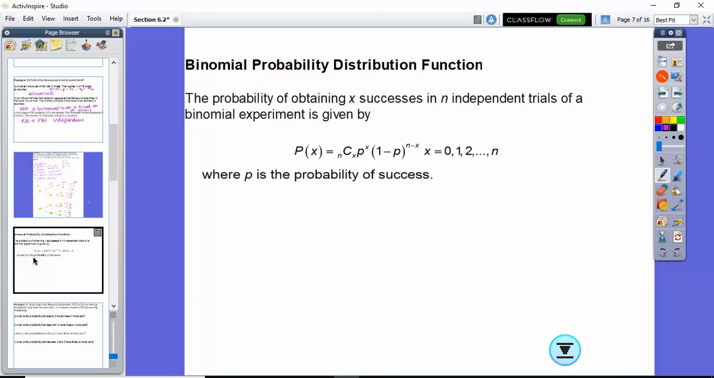p to the x power, 1 minus p, that's the same thing as q, to the n minus x. The exponents always have to add up to 4 because we had 4 trials. So when one of them was 0, the other one was 4. And the other one, next time it'd be 1 and 3, 2 and 2, 3 and 1, 4 and 0. They always add up to 4. This is on your formula sheet.